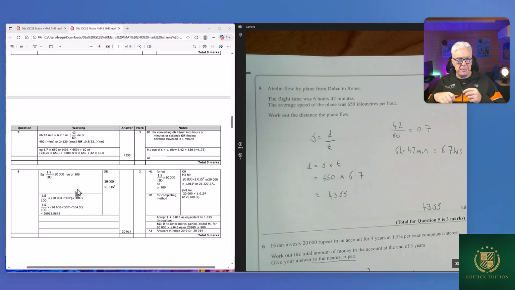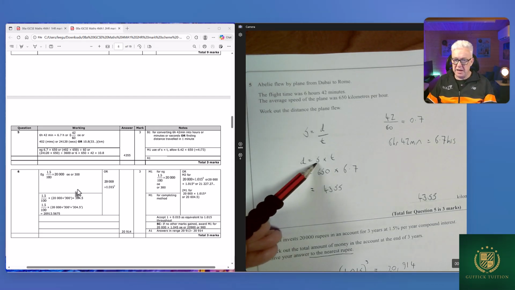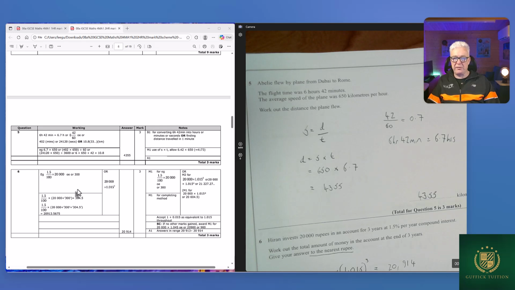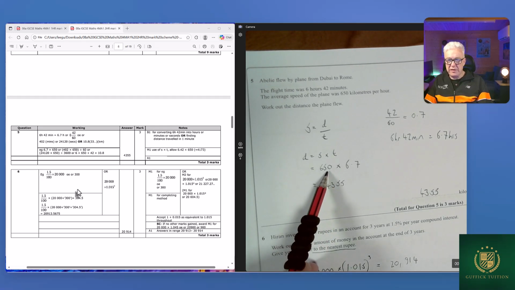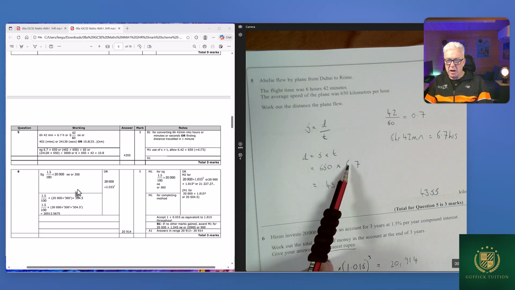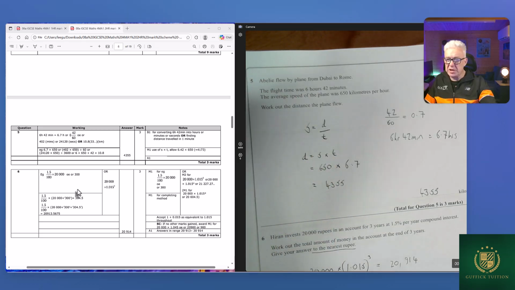So we know that speed is distance divided by time. Therefore distance is equal to speed times by time, just rearranging that formula. So the distance is the speed, 650 kilometers per hour, times by the time. Now notice, this time is in hours, so we've got that it's 6 hours and 42 minutes.